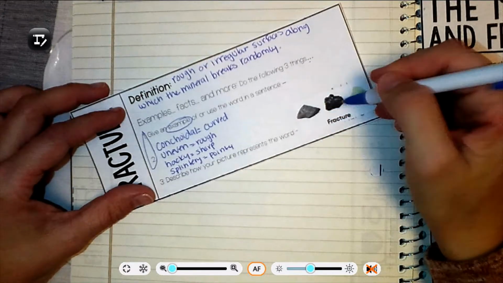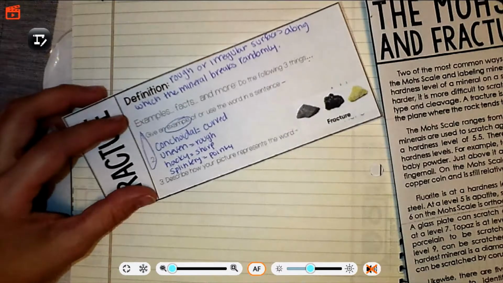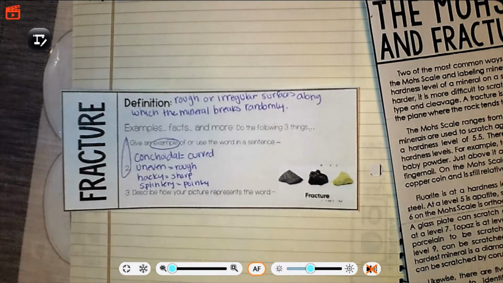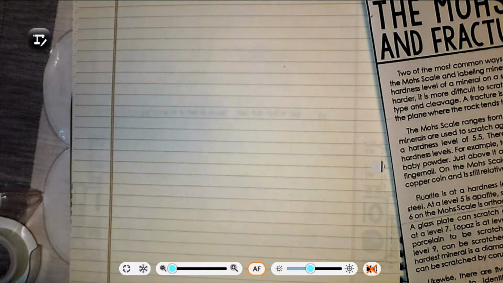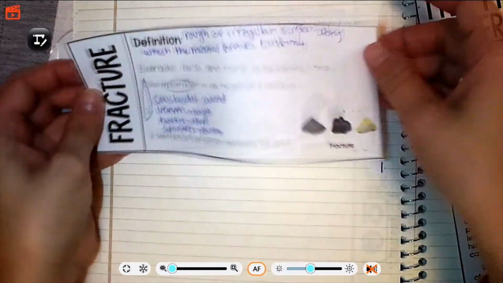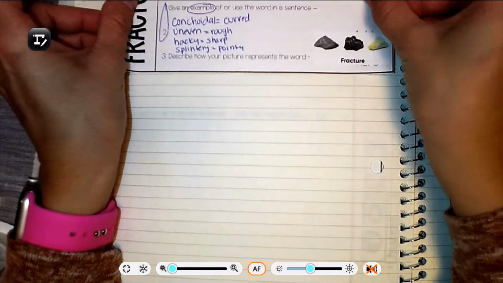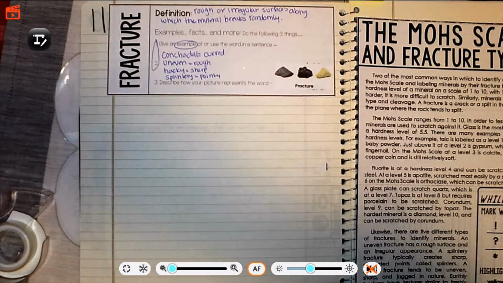So these are all probably conchoidal or uneven. Might have a little bit of hackly in there as well, but not too bad. So we're going to go ahead and get that glued in all the way up at the top. Make sure that you tell me how this picture of fracture that I have, where those minerals are all broken in an irregular manner, describes the word fracture. And then for our reading passage, get that finished, get that glued in.